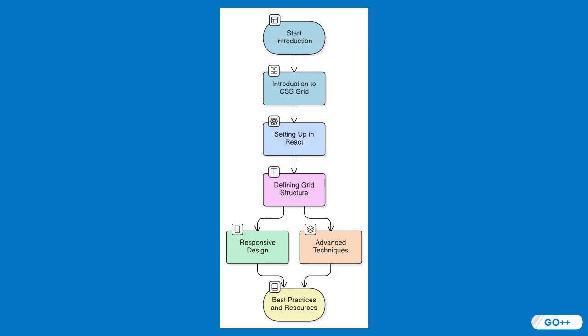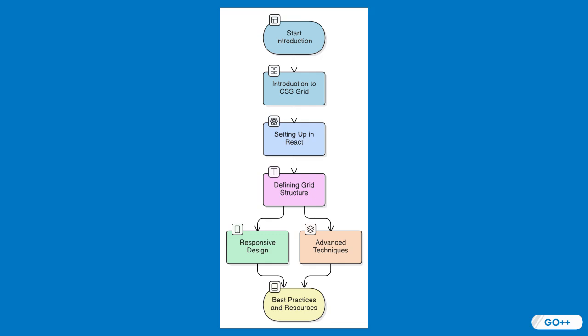CSS Grid is a revolutionary layout system that allows you to create two-dimensional layouts on the web. Unlike previous methods that required hacks and workarounds, CSS Grid provides a clean and straightforward approach to designing complex layouts. It operates by defining a grid container and placing grid items within it. The container is where you specify the grid structure, rows and columns, while the items are the elements you position within these grids. This system allows for precise control over layout dimensions and placement, making it ideal for responsive design.